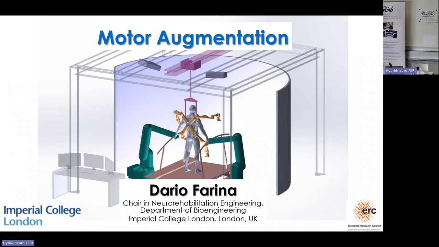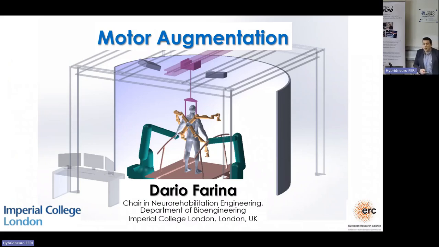So actually, here you see a picture that already gives you an idea of what we mean with motor augmentation. You see a picture that reminds you a bit of the photographer with a fin on the back. But this is actually a laboratory. This is one of our laboratories. It's not a picture, but the laboratory looks very much like this. In this laboratory, you see a treadmill, but you have virtual reality. And especially, you can see that you have robotic arms external to the subject, but also in this case, four robotic arms mounted on the neck of the subject.